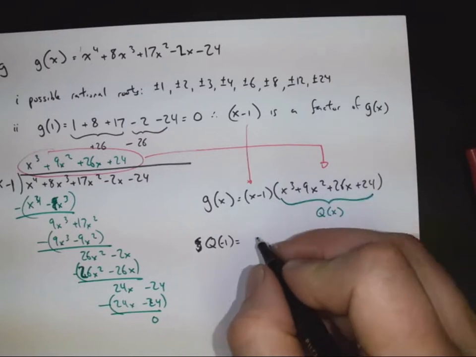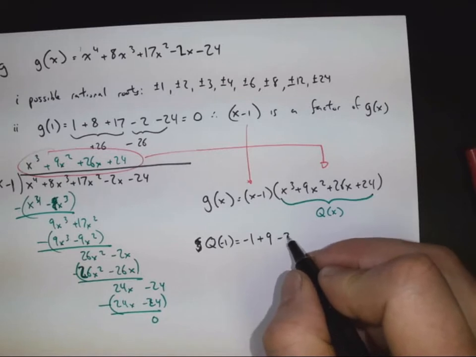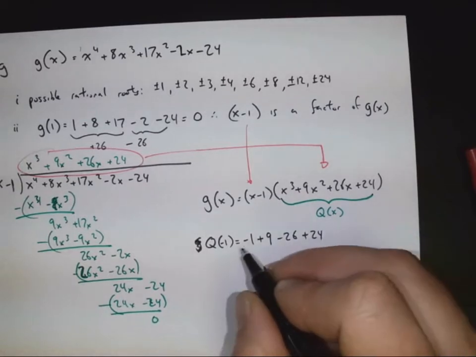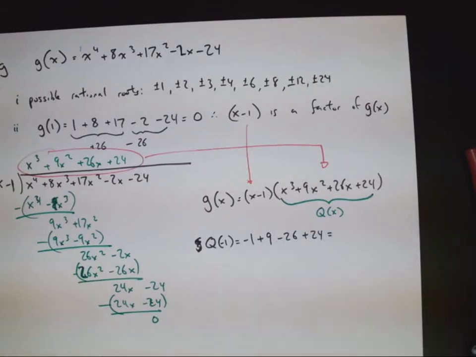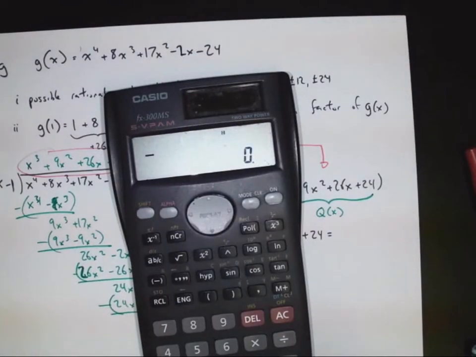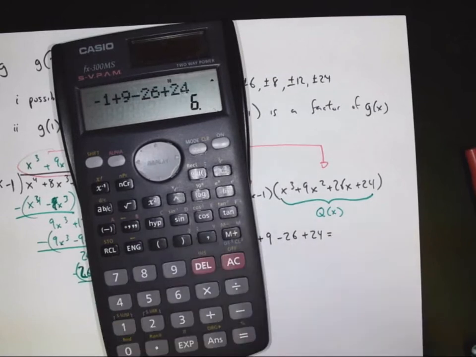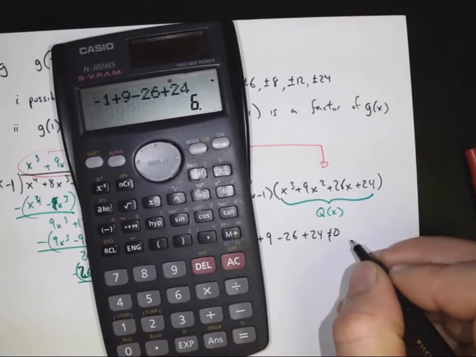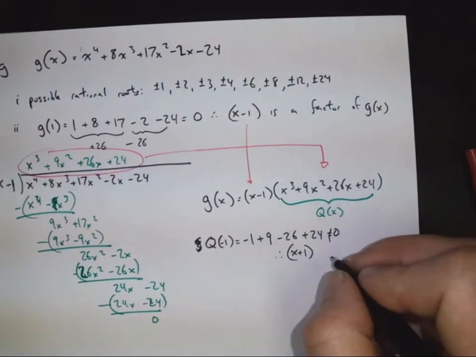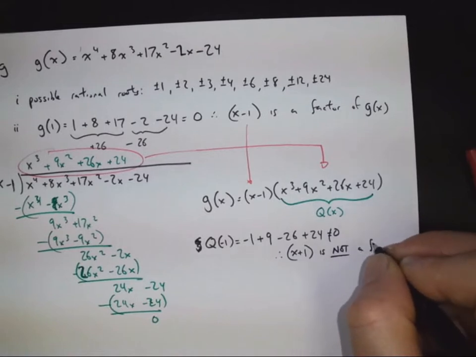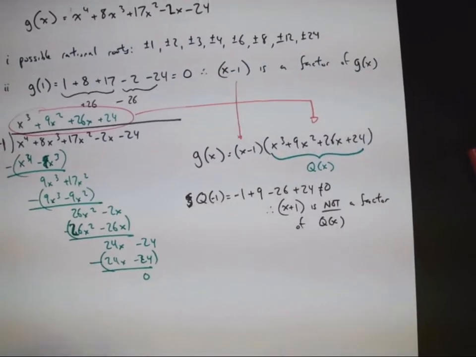So q of negative 1 gives me negative 1 plus 9, take away 26 plus 24, which sounds like I'm not necessarily super far from 0, but I'm just going to test it. I feel a little tired right now, so I'm just going to use a calculator to test. Negative 1 plus 9, take away 26 plus 24, and up is 6. So it's not equal to 0. So I can conclude, therefore, x plus 1 is not a factor of q of x.